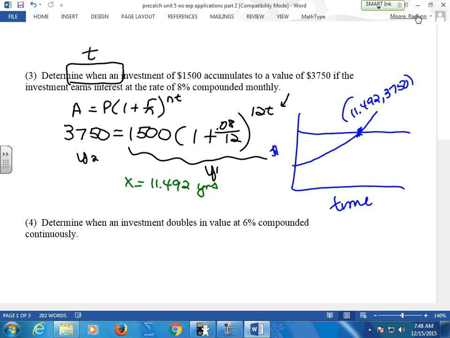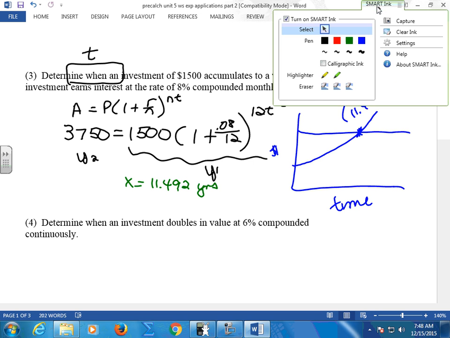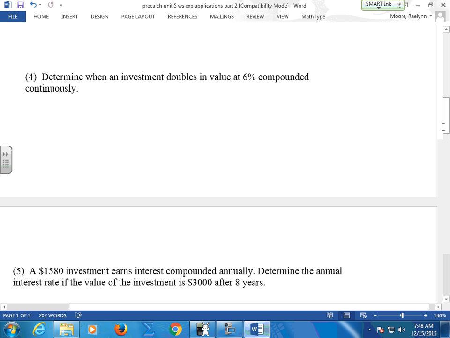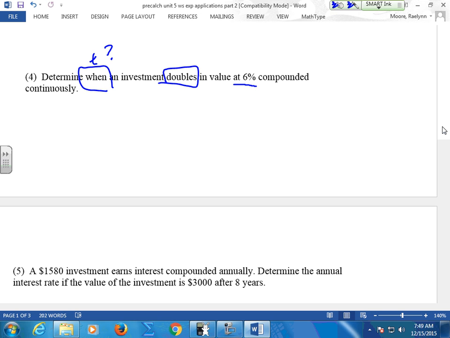Good? All right, let's try another one. Always fun. Determine when an investment doubles in value at 6%. Well, we know it has to be when. We know we're looking for time. We have to double. We're at a 6% rate, and we're compounding continuously. Yep, there's your curve.